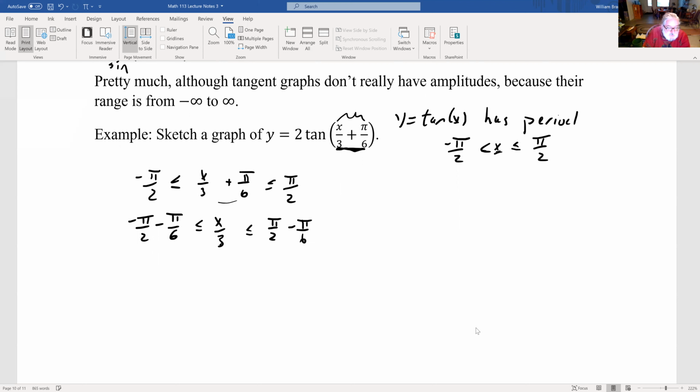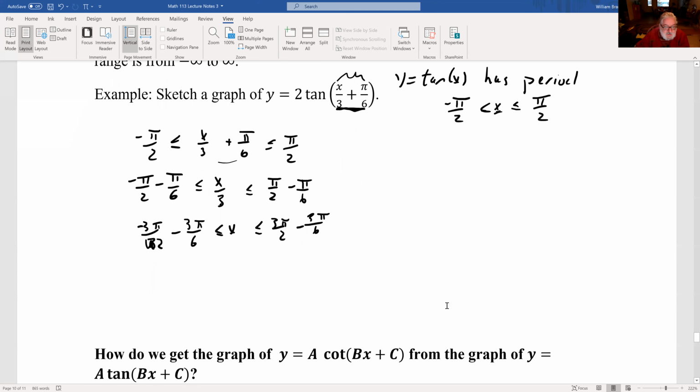And then to get rid of this 3, I'm just going to multiply by 3. And that gives me minus 3 pi over 2, minus 3 pi over 6. And that should be a 2, not a 3. Is less than or equal to x is less than or equal to 3 pi over 2 minus 3 pi over 6. And we can tidy that up a little bit to say that this is minus 3 pi over 2 minus pi over 2, right? That's 3 pi over 6, is less than or equal to x is less than or equal to 3 pi over 2 minus pi over 2.